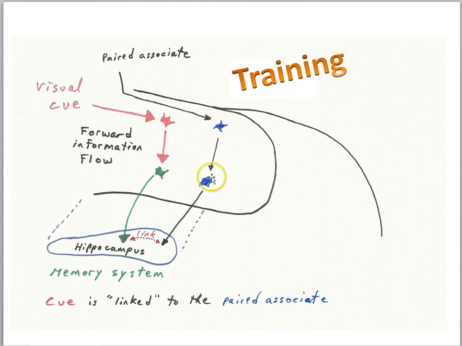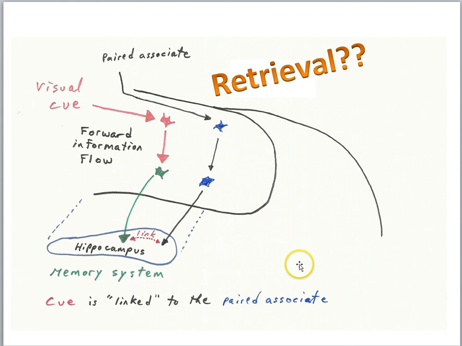But again, that information will find its way down into the hippocampus, and because these visual stimuli are being paired, the hippocampus is going to be linking those two memory traces. So we're going to get LTP changes down here, synaptic plasticity. The hippocampus is going to be linking those two visual stimuli because they were presented together. So the cue is linked to the paired associate.